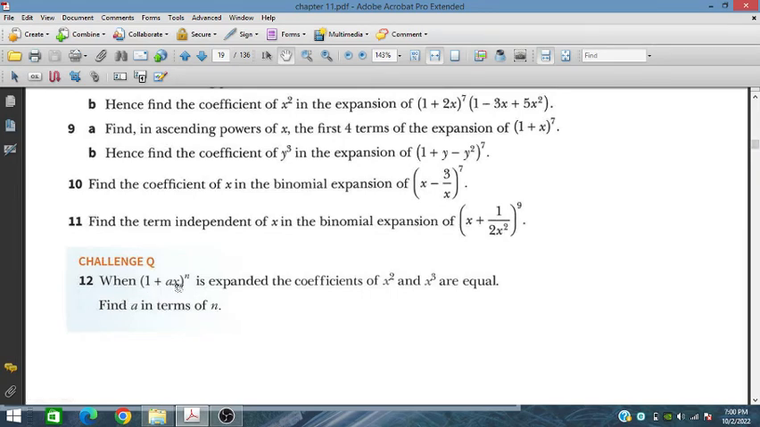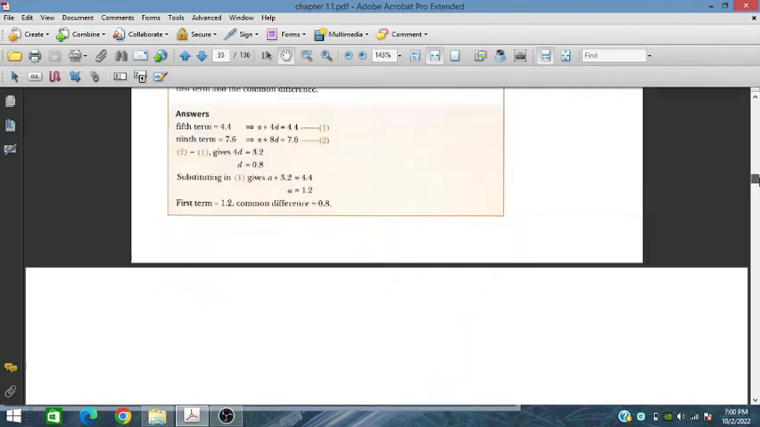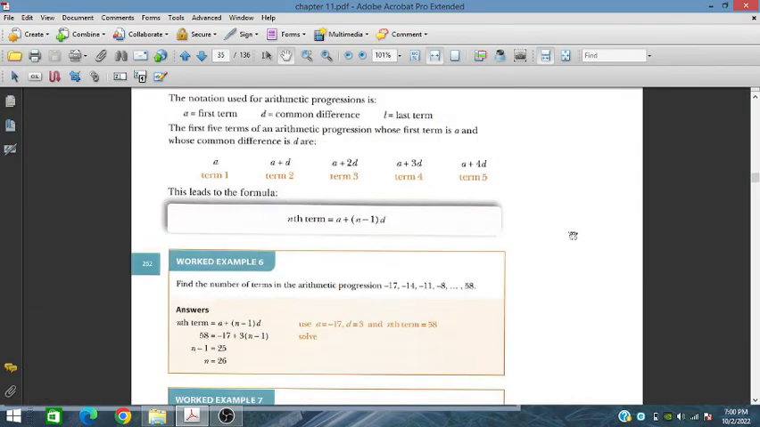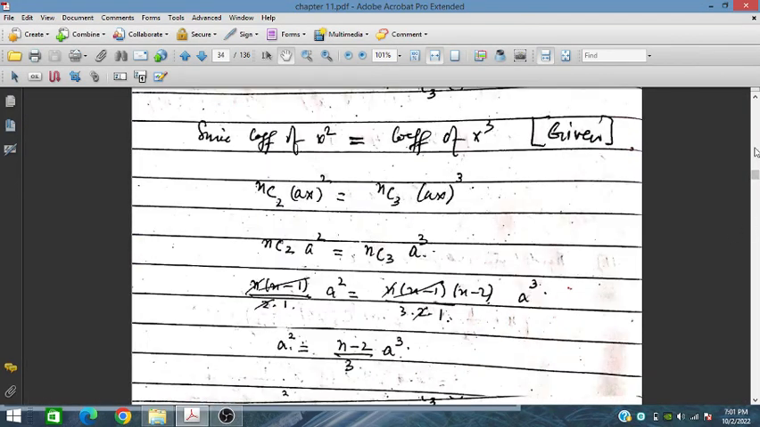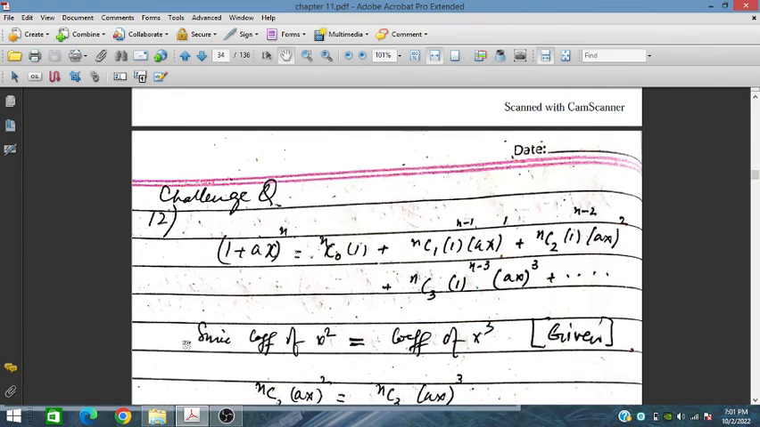When (1 plus ax) power n is expanded, the coefficients of x power 2 and x power 3 are equal. Find a in terms of n. When these coefficients of x power 2 and x power 3 are equal, we have to find the value of a and n. So this is our challenging problem.